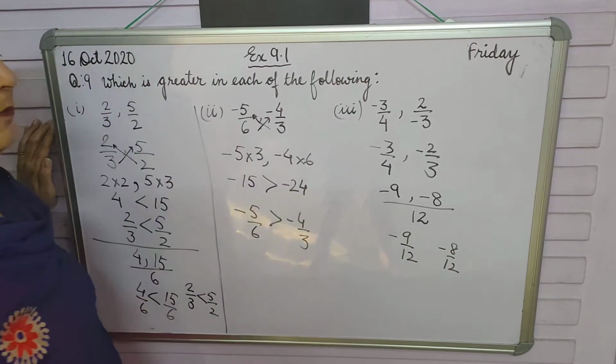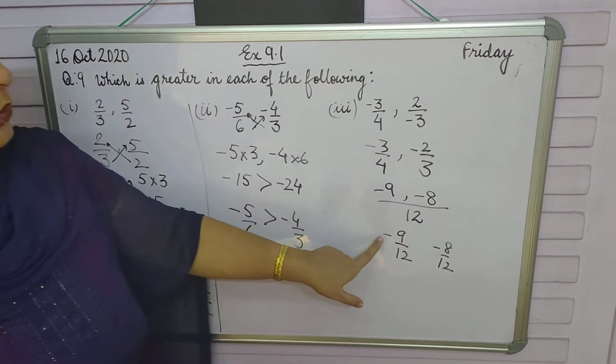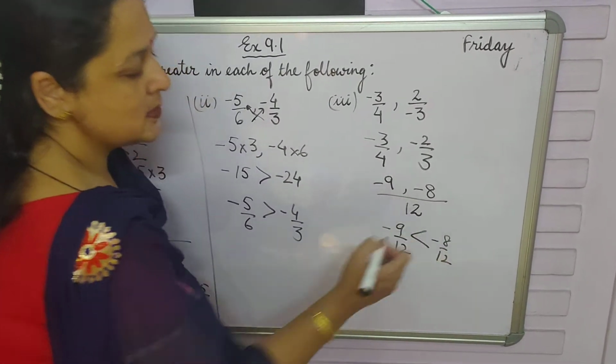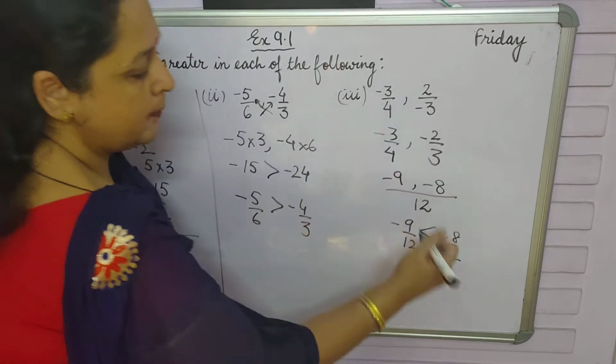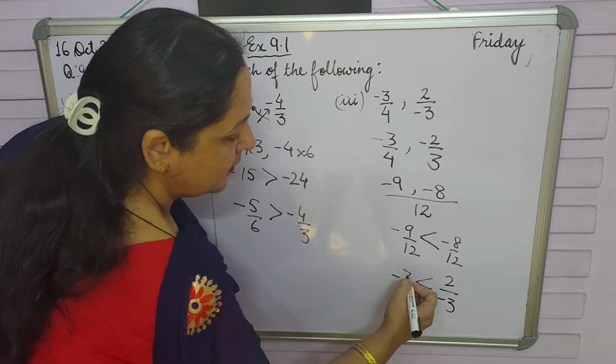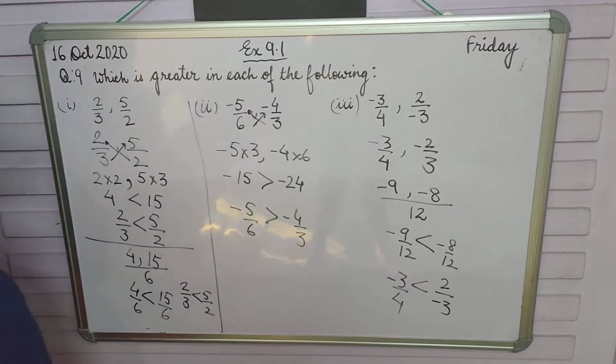Now since they have same denominator, let us compare their numerators. Minus 9 and minus 8. Which one is greater? Minus 8 is greater. That means 2 upon minus 3 is greater than minus 3 upon 4.